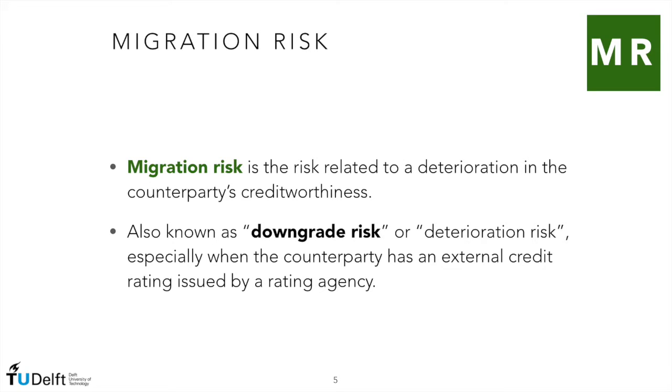Downgrade risk, more correctly known as migration risk, is the risk related to a deterioration in the counterparty's creditworthiness. The term downgrade risk is mostly used for counterparties with external credit ratings issued by some rating agency. In migration risk, we deal with the possibility for the counterparty to migrate from one risk class to another, a worse one typically. The worse the new class, the larger the reduction in the value of the credit exposure.